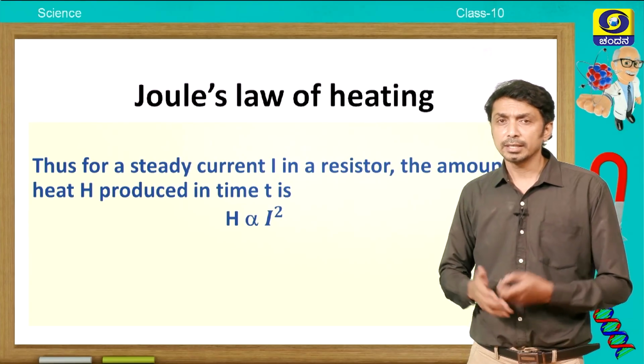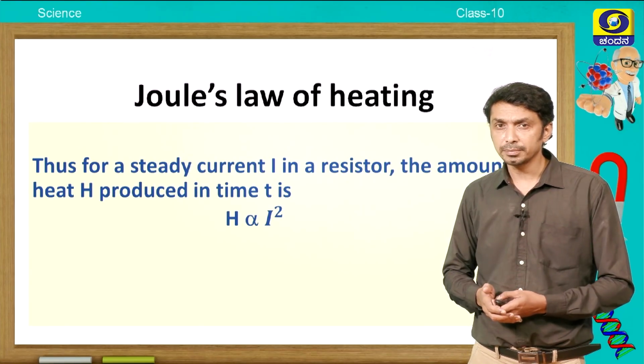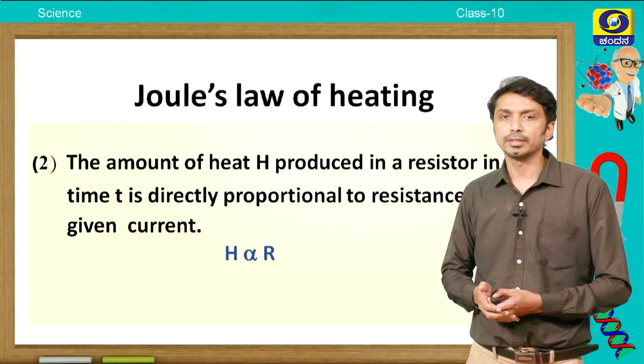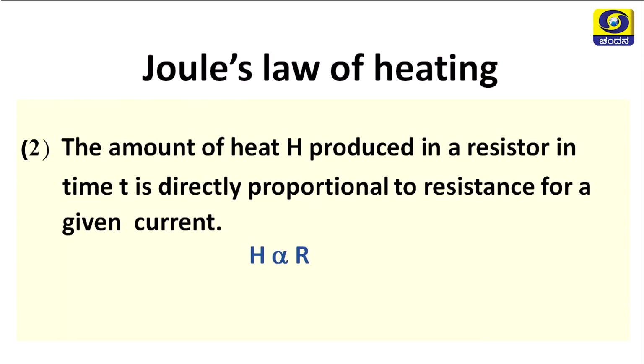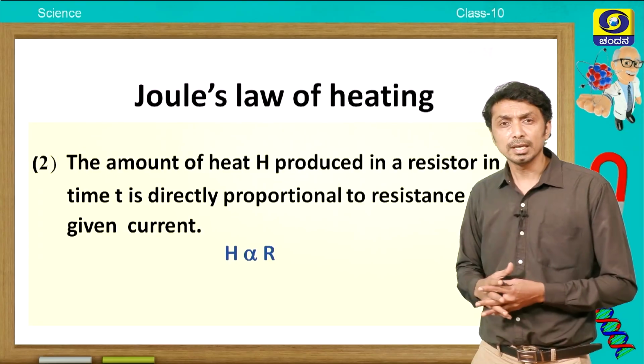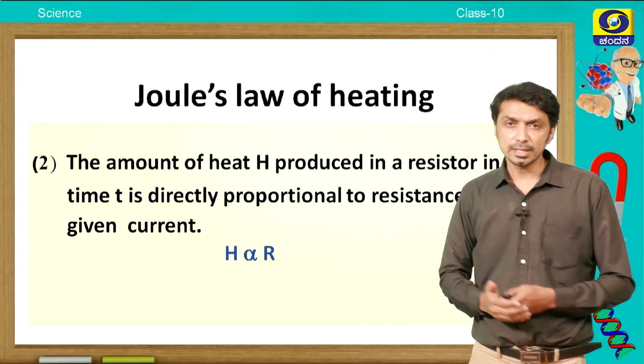What else does the heat energy produced depend on? Yes, you are right. The second factor on which the heat energy produced in any circuit depends is the resistance of the conductor. So, the amount of heat produced in a resistor in time t is directly proportional to the resistance of the conductor.